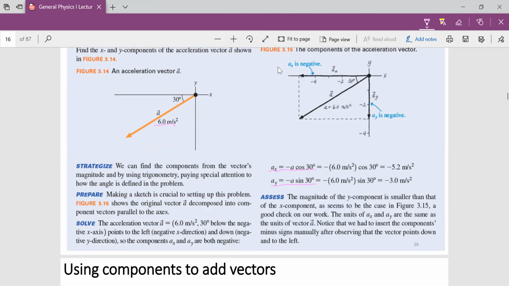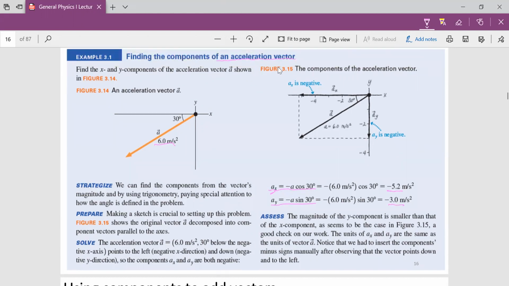From the magnitude of the resultant and the angle provided, this equation will be able to give us the magnitude for this and this. So it is minus 6 meters per second squared cos 30, and we got this negative direction. We apply the same thing to this, we got this. So we have been able to, just from the formula, get the X component and the Y component.